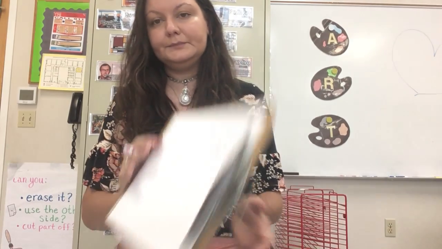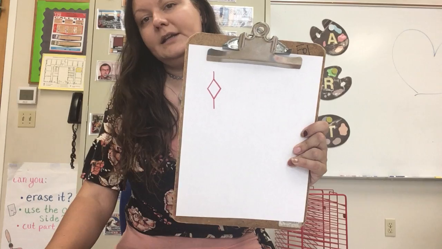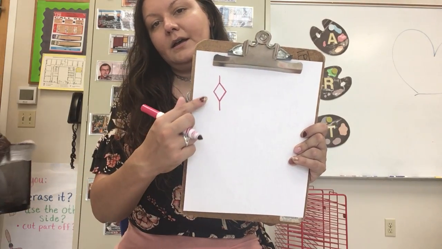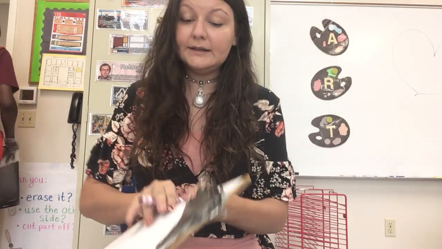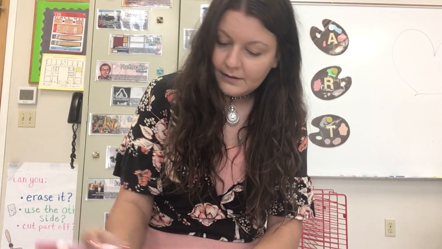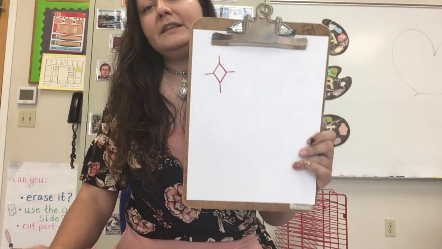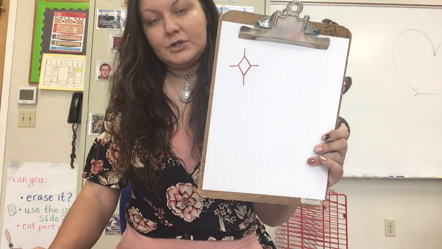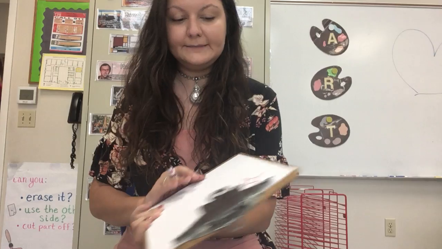So we start with the diamond shape, and then we're going to add lines at the top and bottom. These are vertical lines. And then we're going to add horizontal lines on either side. We want these lines to be roughly the same shape, though it doesn't have to be perfect.